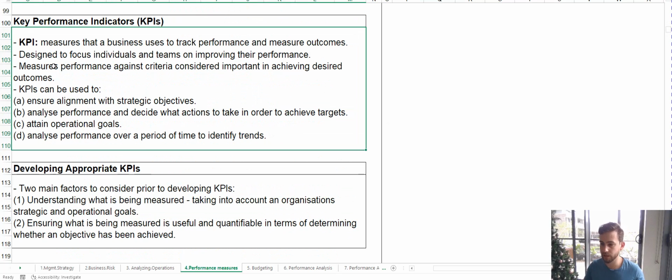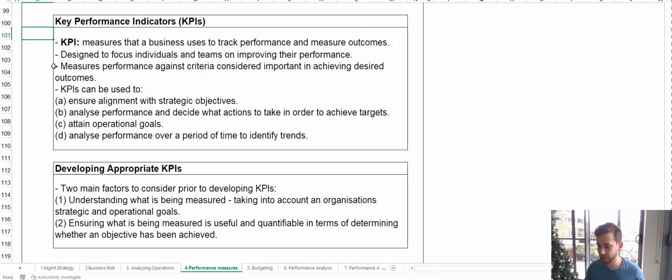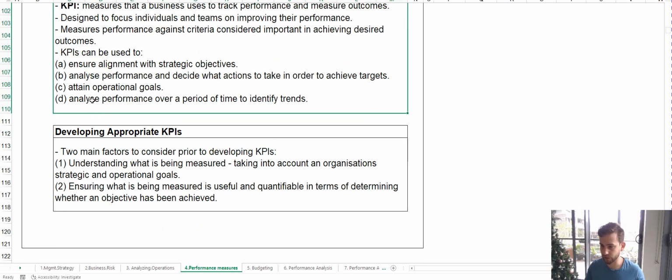A KPI is a key performance indicator. It's a measure that a business uses to track performance and measure outcomes. It's designed to focus individuals and teams on improving their performance. It measures performance against criteria considered important in achieving desired outcomes. KPIs can be used to ensure alignment with strategic objectives, analyze performance to decide what actions to take in order to achieve targets, attain operational goals, and analyze performance over a period of time to identify trends.